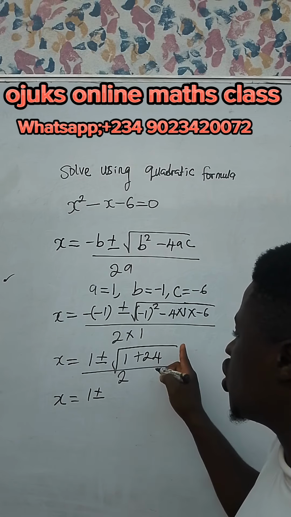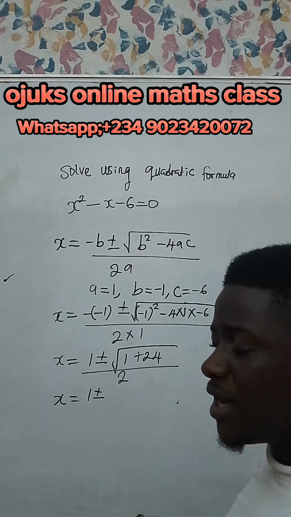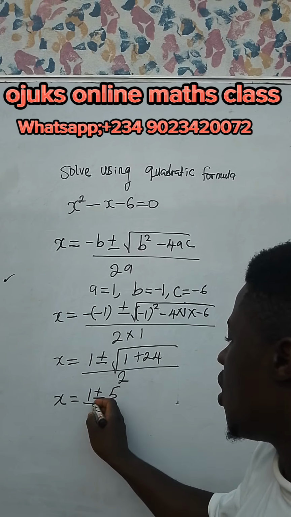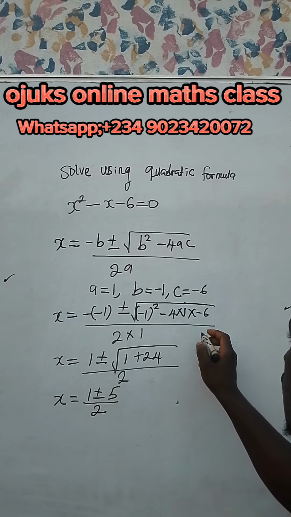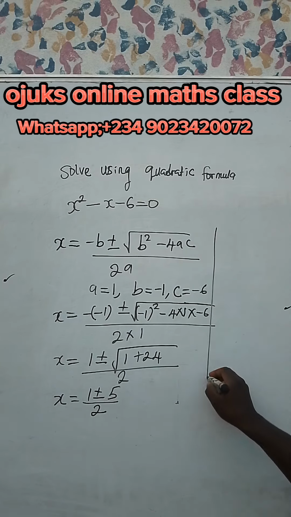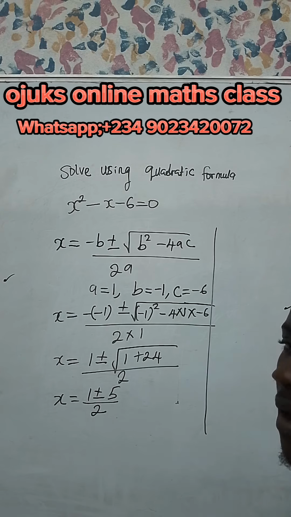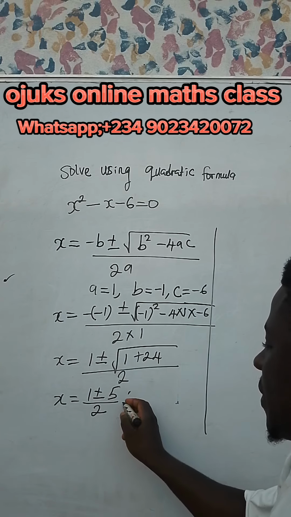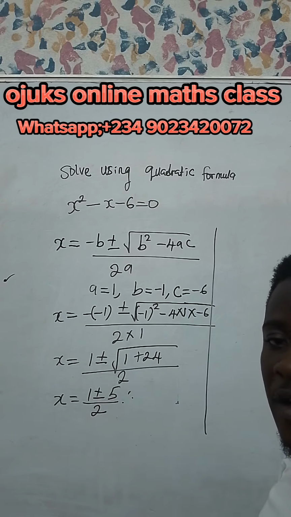So let's finish up. x equals 1 plus or minus the square root of 1 plus 24, which is 25. And the square root of 25 is a perfect square, so it is 5. So we have 1 plus or minus 5, all divided by 2. Knowing that a quadratic equation will always have two possible roots of x, we are going to split this for plus and for minus.